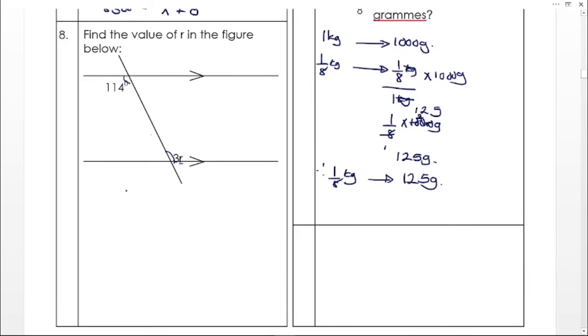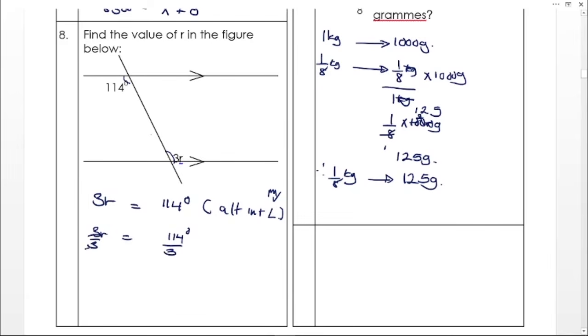So what do you know about alternate interior angles? These angles are equal. They are equal and they are forming what we call a Z. That's why sometimes we call them Z angles. Alright, so meaning that now 3r is equal to 114 degrees. Reason: they are alternate interior angles. Here we give you a mark. Now after that we are solving this one. 3r is equal to 114 degrees, we divide by 3.